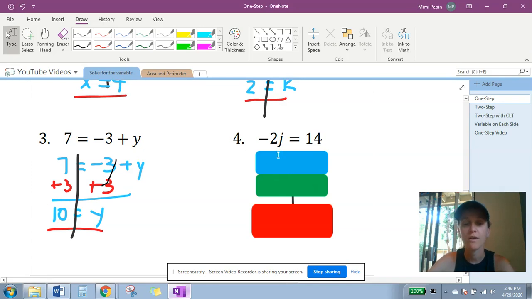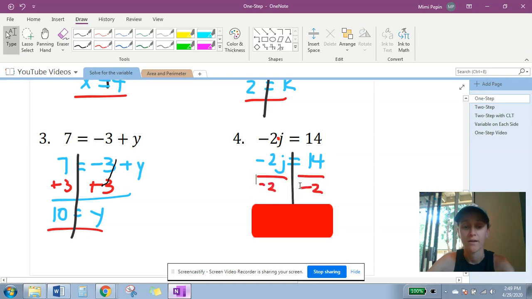All right, so for number 4, I have negative 2j equals 14. And remember here, it means we're multiplying. There's an invisible dot in the middle. So if this is negative 2 times j, the opposite is going to be dividing by negative 2.